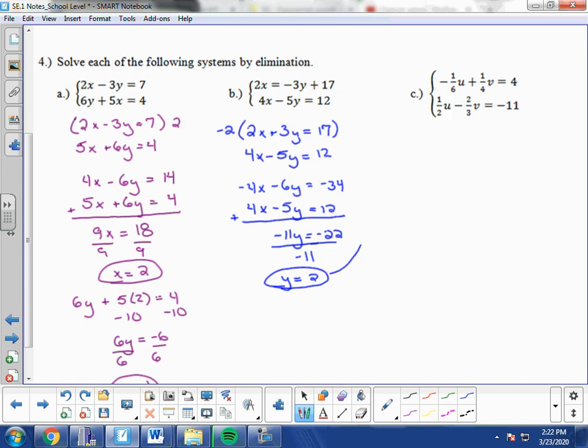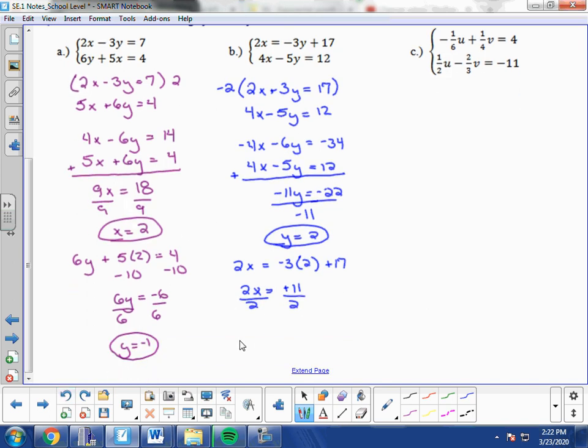Now it's a substitution back into one of the equations to figure out x. So I'm going to use the 2x equation equals negative 3 times 2 plus 17. You could take negative 3 times 2 plus 17 in your calculator to figure out negative 3 times 2 is negative 6, plus 17 would be, sorry, positive 11. And then divide by 2. So x equals 11 over 2.